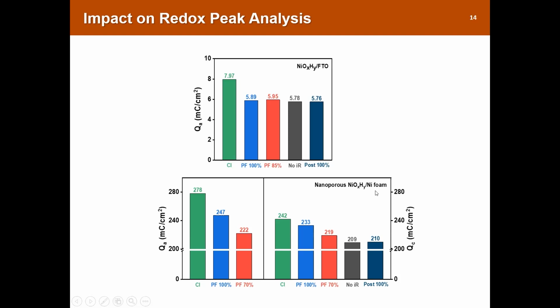The bottom figure shows a thick nanoporous nickel oxide. Nickel hydroxide can be used in supercapacitors and batteries too. This nickel hydroxide has a unique property that charge can be trapped in the electrode during cyclic voltammetry. So depending on the IR compensation, they go through different charge trapping and end up showing different pseudo-capacitance. This is just one good example of how IR compensation can also affect the redox peak analysis.